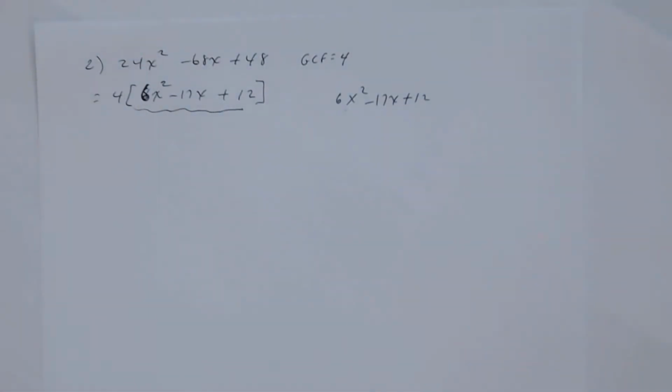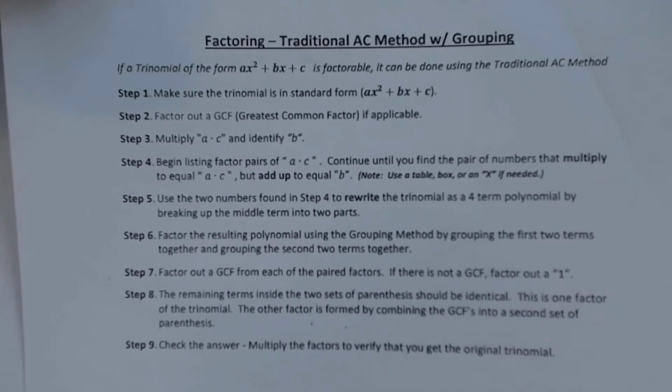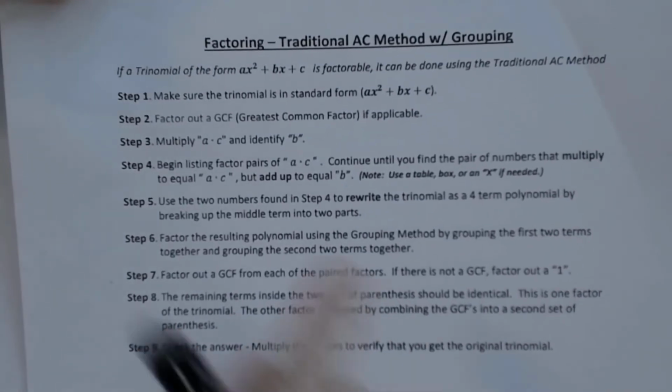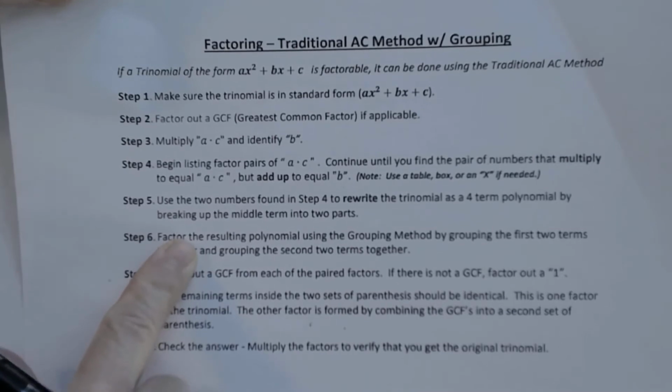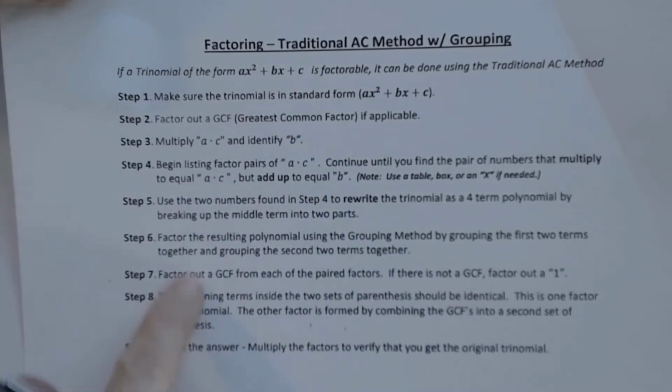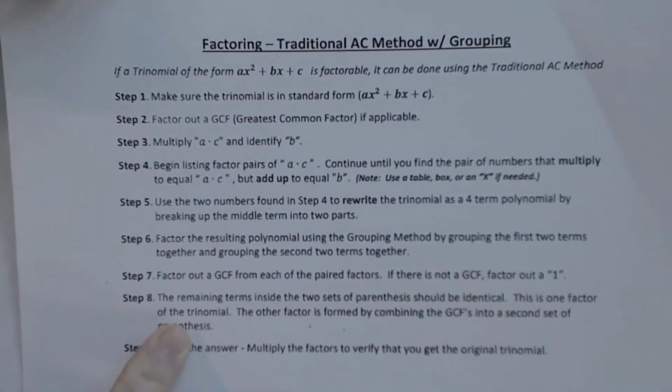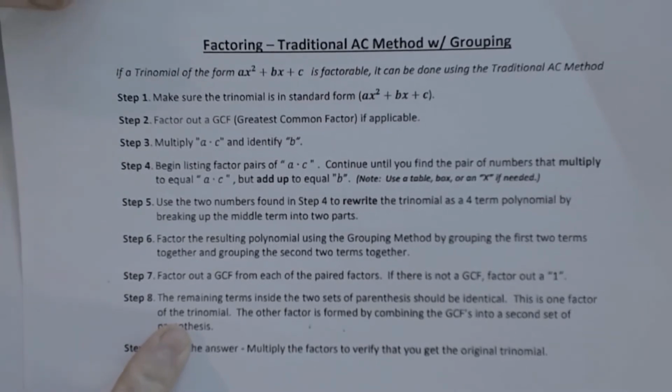Now, let me remind you, in Canvas, you should have a file, and we used this in the previous lesson. These are the steps that we use when factoring a trinomial using the AC method. So if you need to go back and look at this as we go through the process, do that.